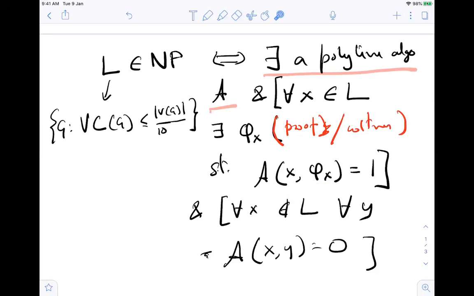But if the G that you give me is not in this language, meaning it doesn't have a vertex cover of this size, then can I ever convince you that G has a vertex cover of size less than n by 10? I should not be able to, right? So if X is not in the language, or in this case G doesn't have a vertex cover of size less than n by 10, then whatever I do, I might try to cheat you, I might give you some random proof, I should not be able to convince you.